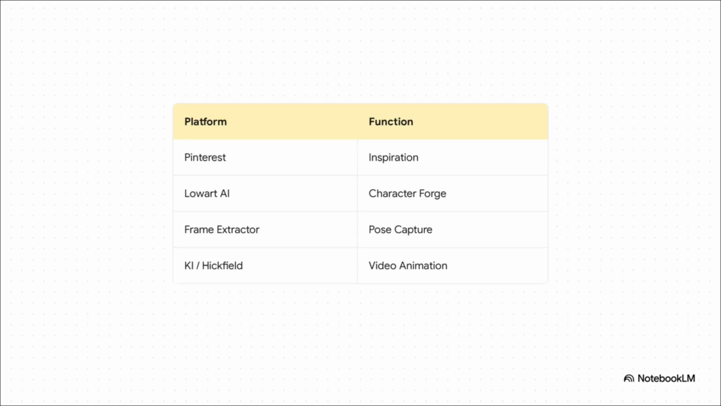All right, let's do a quick recap of our free toolkit. We rely on Pinterest for our raw inspiration and motion references. We use LoArt AI as the character forge to generate and pose the model. Frame Extractor handles the pose capture. And finally, Kiai AI or Hickfield powers that complex video animation. It's a completely seamless, multi-tool ecosystem.